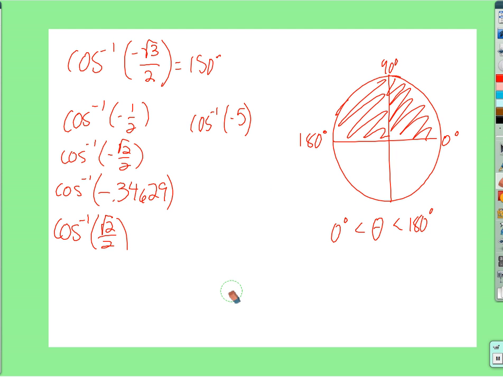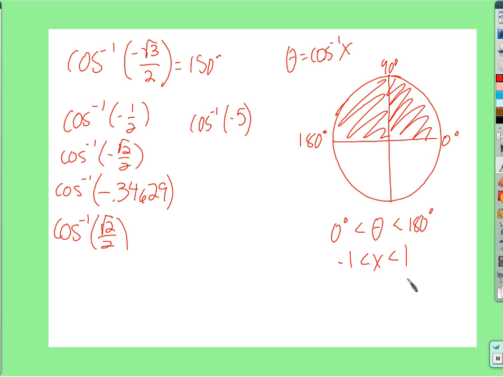It's the same as the sine. Way over here, this 180 has a cosine of what? What's the cosine of 180? Negative 1. What's the cosine of 0? 1. So in this function, y equals the inverse cosine of x, x is going to be between negative 1 and 1.